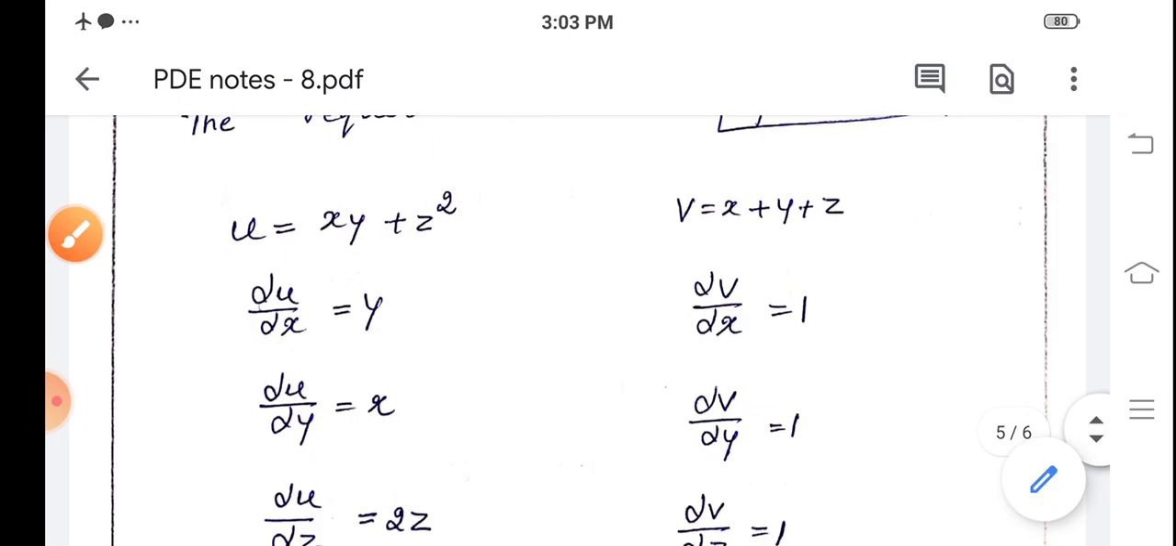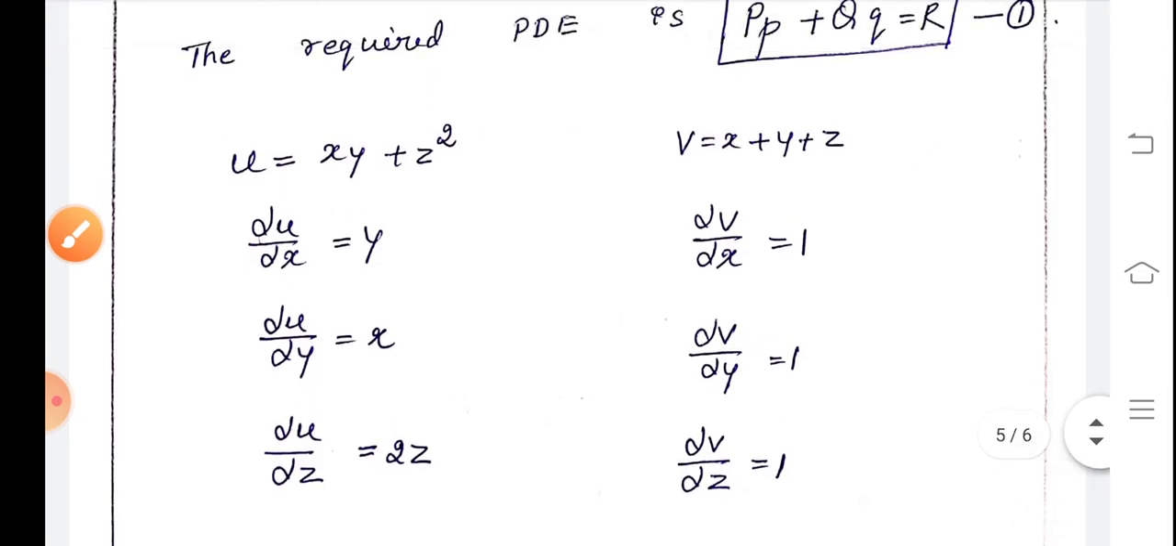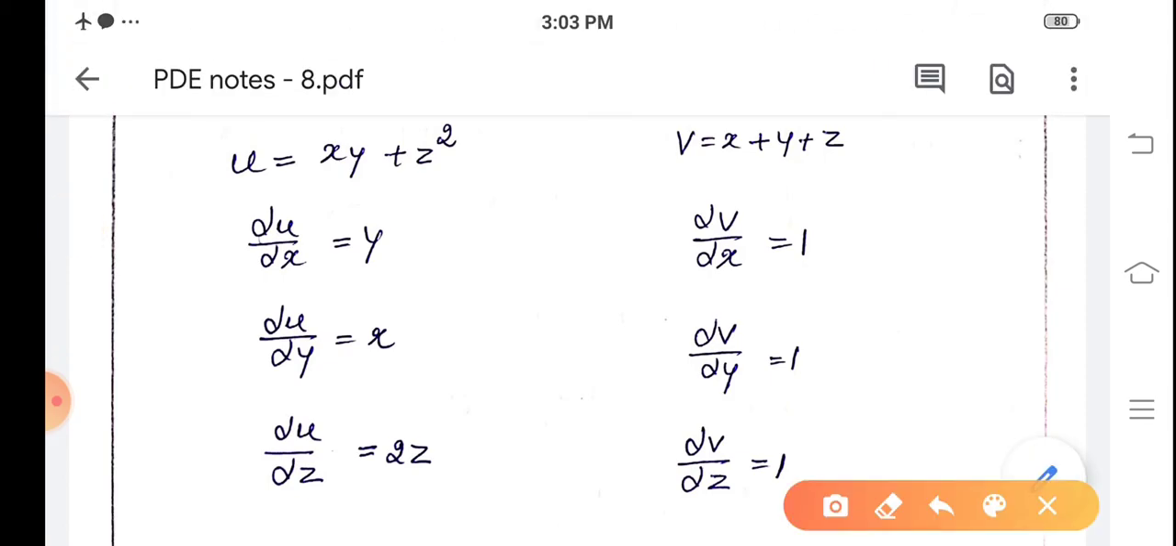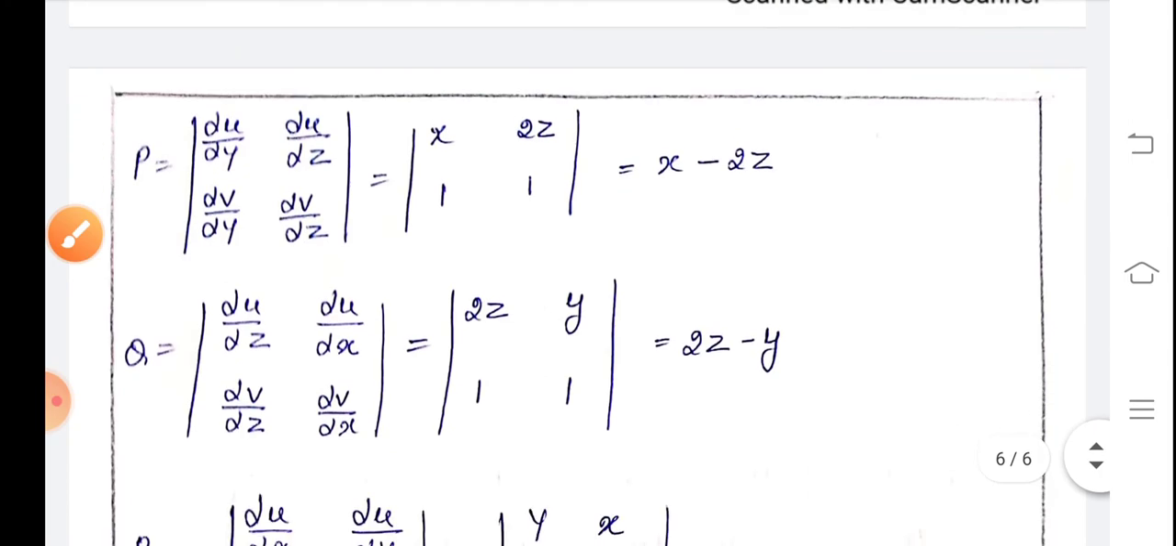Now we write partial derivatives of v. Here we have x plus y plus z. So when we differentiate partially with respect to x, we are getting partial derivative of this is equal to 1. Dou v by dou x is 1. Dou v by dou y is 1. Similarly, dou v by dou z is also 1. Now we will find P, Q and R.